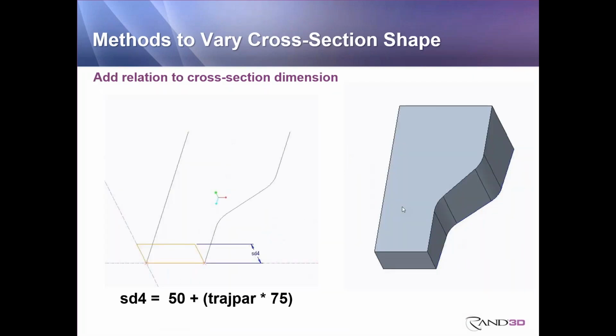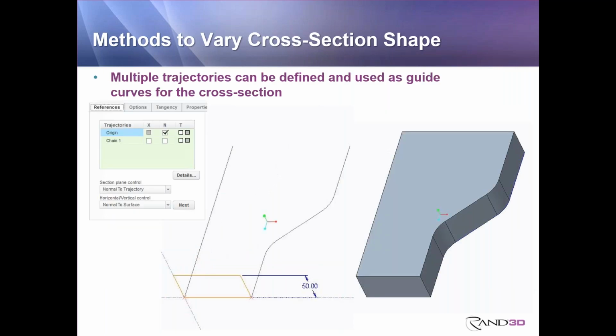Now you also could go through and do it using a relationship and trajpar. Again, in this example, if I don't use this relationship, it's going to sweep along and get wider, but the height would be constant. If I back up this slide, they got a height of 50. Well, what if I want it to be 50 at this end, but some other value at the other end?